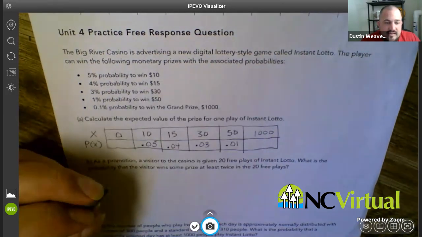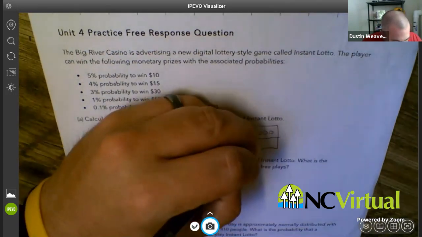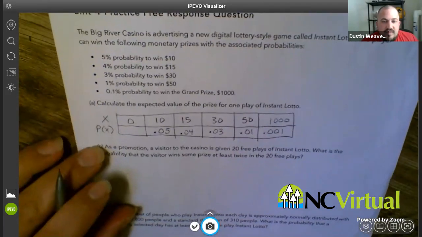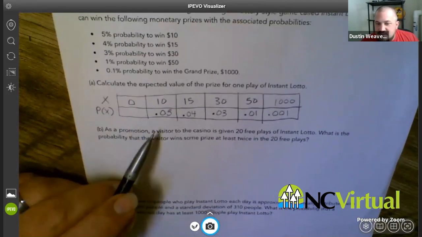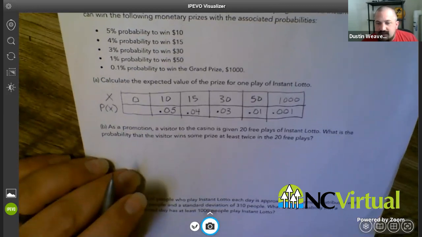And then there is a 0.1% probability to win the $1,000. So that is 0.001, to win the $1,000. Now, as a promotion, a visitor to the casino is given 20 free plays of Instant Lotto.